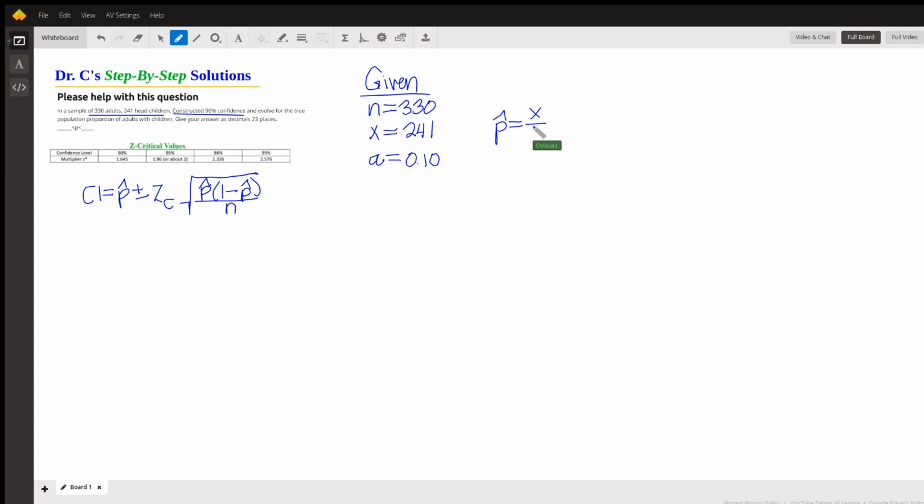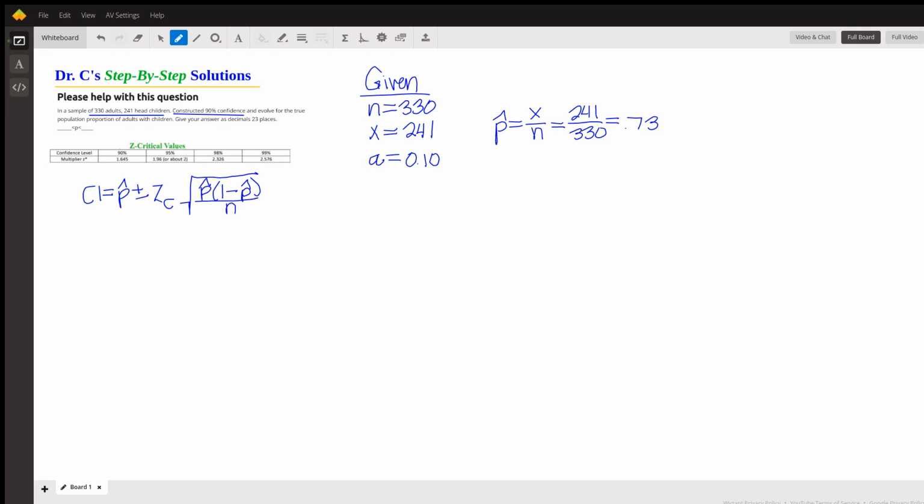P hat equals x over n. So 241 out of 330 equals 0.73. So we have the p hat, we have n. What we don't have is z critical.